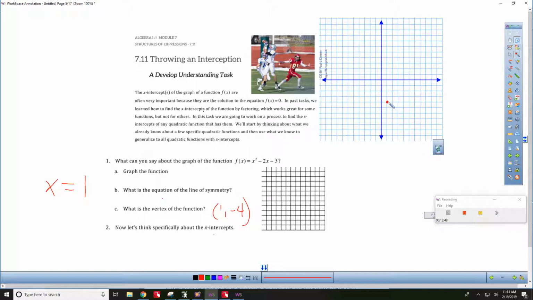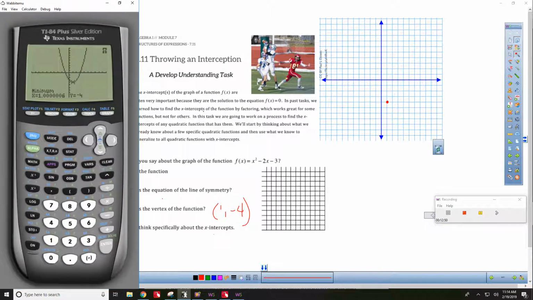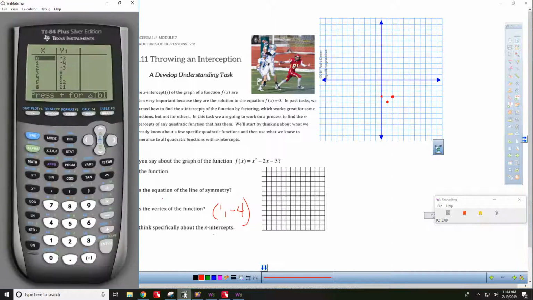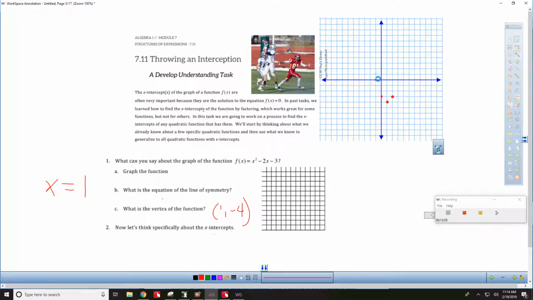Let's go back to our calculator and pull up the table. 0, negative 3. 2, negative 3. Sorry, this keeps disappearing. Let's scroll up one more. Negative 1, 0, which means I bet it's going to be 3, comma 0. Okay? That's the graph.